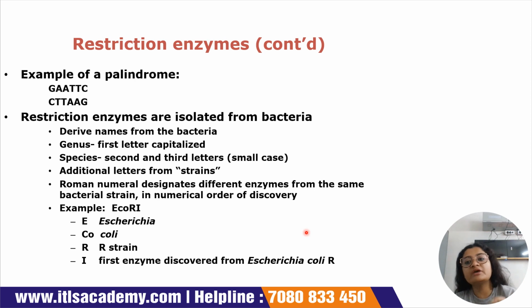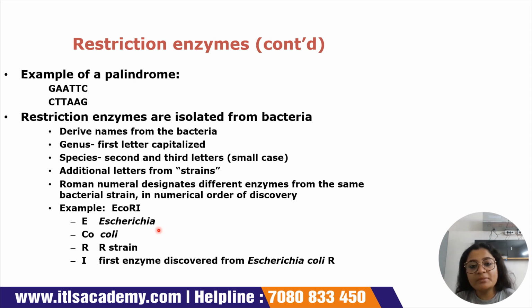So, say for example, we have discovered 10 restriction endonucleases from the same bacterial strain, say for example E. coli. So, how will we name them? We will be using Roman numerals 1, 2, 3, 4 for naming them. Okay. So, just an example, see EcoRI.